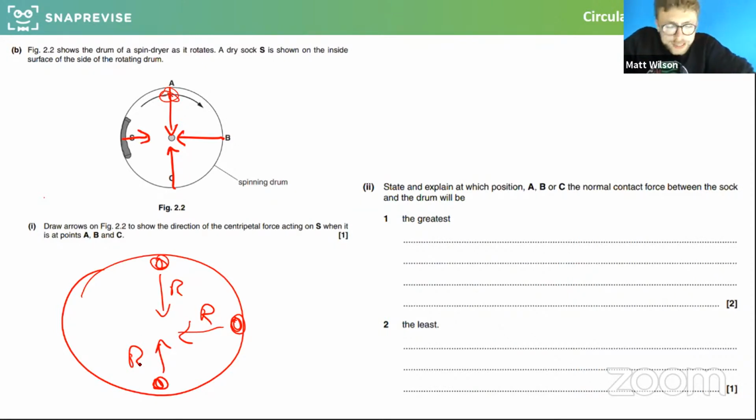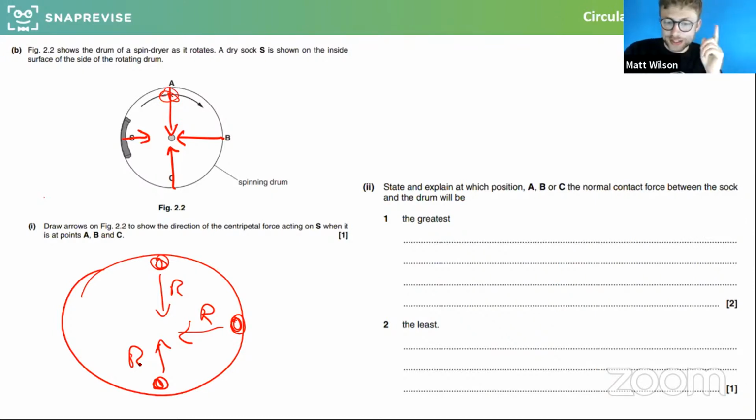Have a guess. Do you think the reaction force will be bigger at A, B, or C? One way of thinking about this is, when is the drum having to push the sock the hardest? Or in other words, because of Newton's third law, when is the sock being pushed into the drum the hardest? Okay, so we have a guess for B and a guess for C.